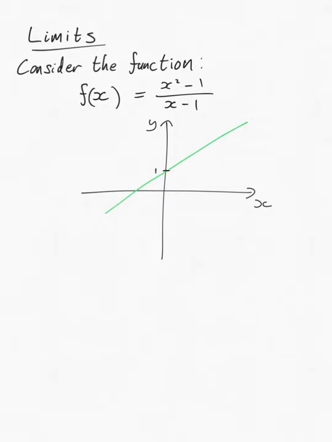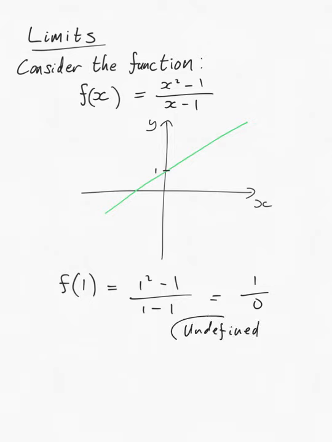But if you look at that formula, if I let x equal 1, f(1) equals (1 squared minus 1) divided by (1 minus 1), which is equal to 0 divided by 0, which is undefined. You cannot divide by 0. So this function is undefined at x equals 1. So the domain must be the real numbers except for 1, because it's undefined there.